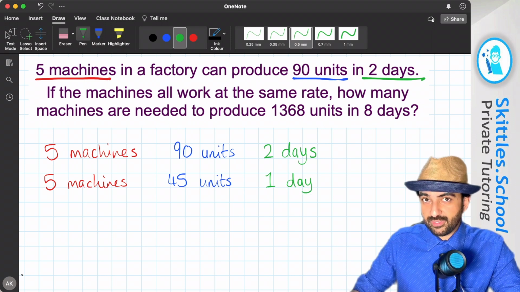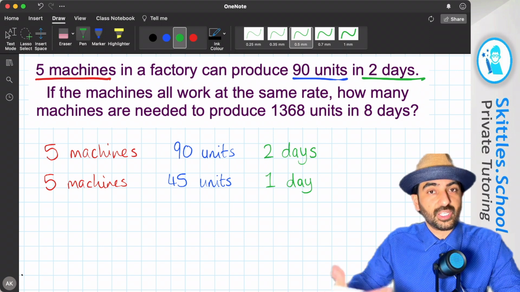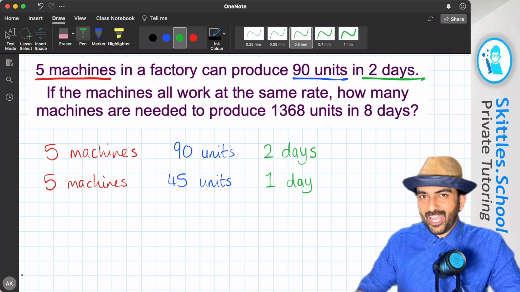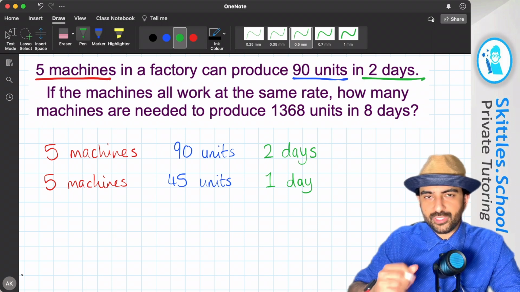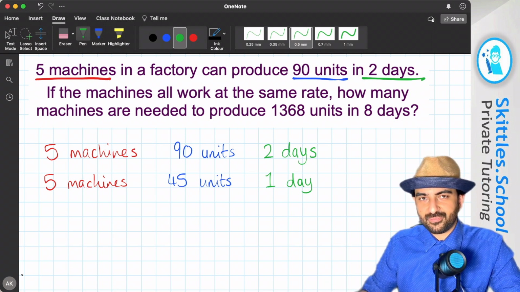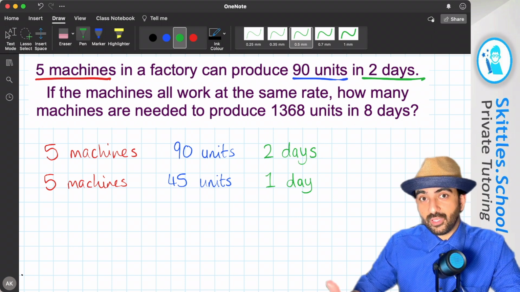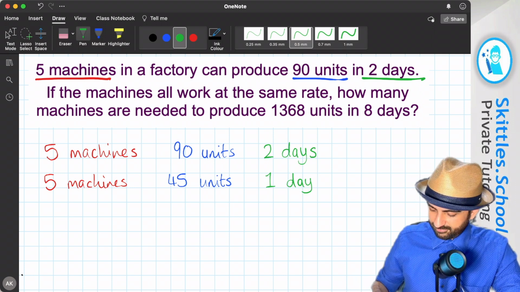So 5 machines can make 45 units in 1 day. How many units must each machine make to add up to 45 units in that day? We can just divide it by 5. So each machine must make 9 units per day. So the total can be 45.